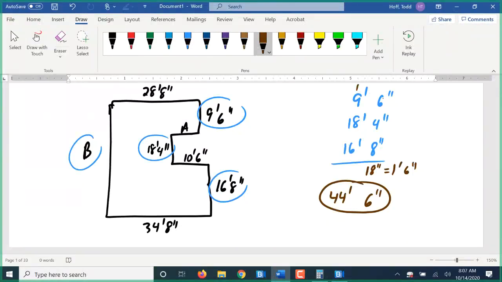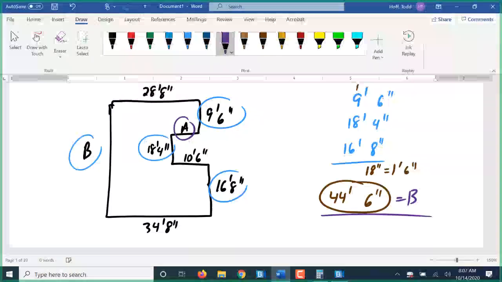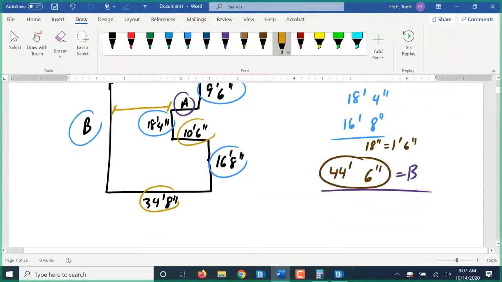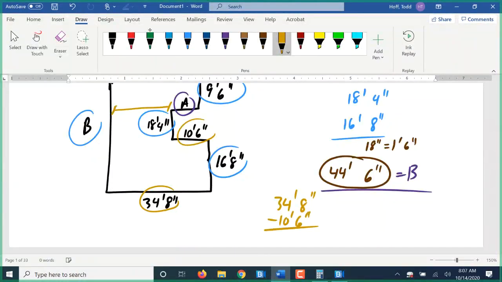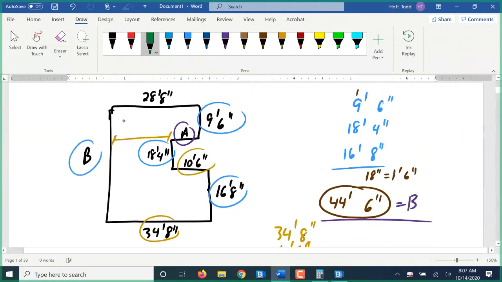So next we have A here. That was B. Dimension A is a little trickier. What we really need to know is the distance from here to here. Well, that distance will be the 34'8" minus the 10-foot 6. That's actually a pretty simple subtraction. 8 minus 6 is 2 inches. 34 minus 10 is 24 feet. So this is 24 feet, 2 inches.